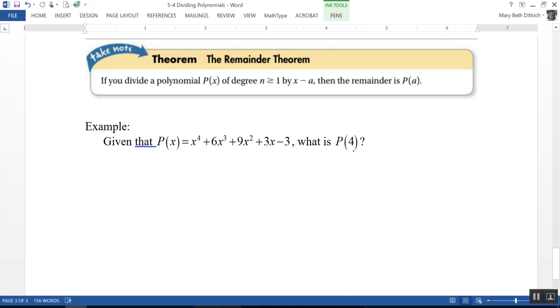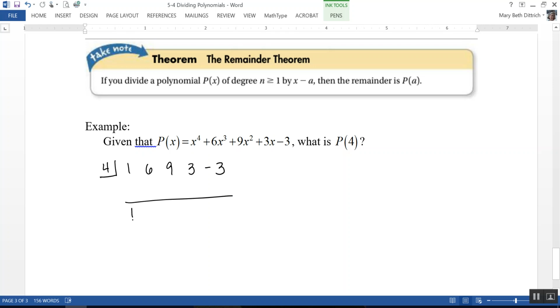What is p of 4? In other words, what is the function value when I put 4 into here for x? Well, I could do that by substitution, but that would be really tedious. I can actually do this using synthetic division. So I'm going to take this 4 here, put that in the little box out here, pull off my coefficients. So 1, 6, 9, 3, and -3 and do synthetic division, and what's going to happen is my remainder is going to give me the value for p of 4.